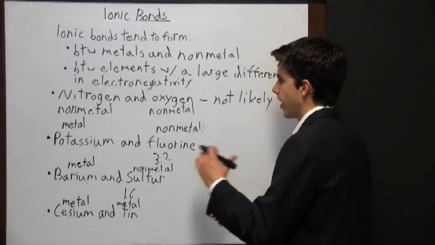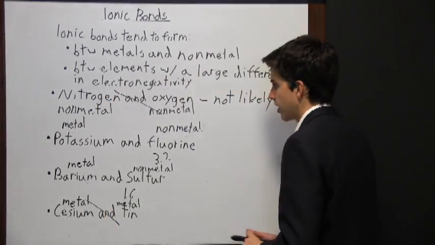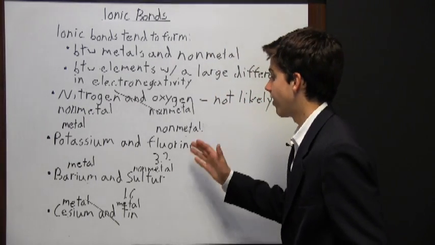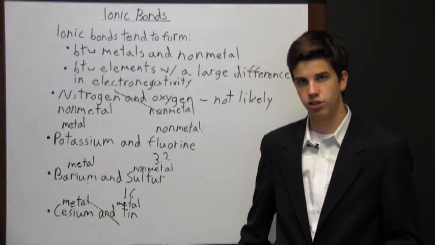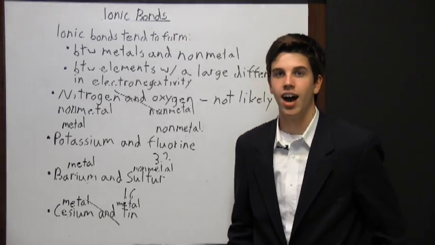So notice here the main factor was whether we had two nonmetals or two metals. But when we have a metal and a nonmetal, they're likely to form ionic bonds, especially if they have a high electronegativity difference. So hopefully through this short session, you have a better understanding of ionic bonds.